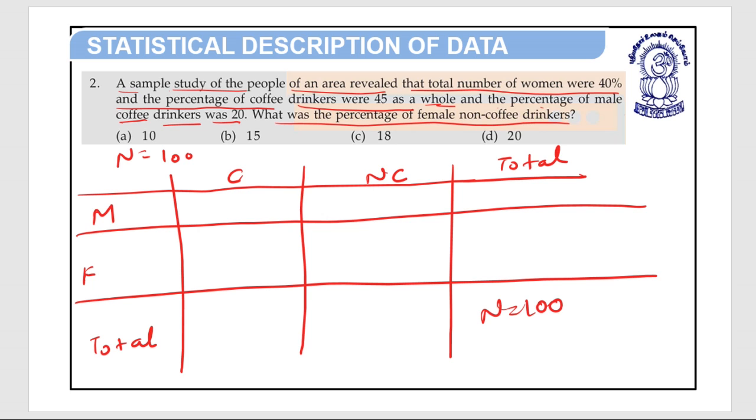A sample study of the people of an area revealed that the total number of women were 40%, the percentage of coffee drinkers were 45 as a whole, and the percentage of male coffee drinkers was 20. What was the percentage of female non-coffee drinkers? Here NC total 60, so 100 minus 60 is equal to 40.